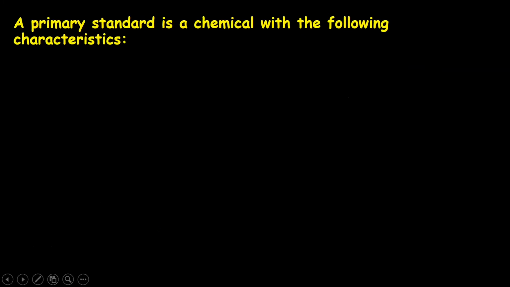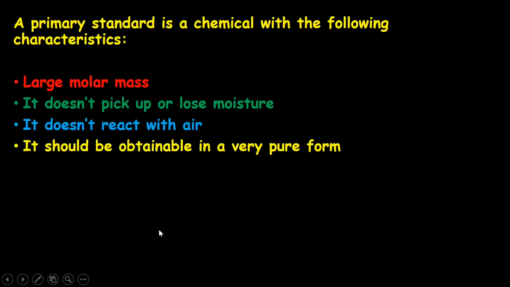To make a standard solution, we need a primary standard. What's the primary standard? It is a chemical with the following characteristics. Large molar mass to minimize weighing errors. In addition, it shouldn't pick up or lose moisture. It shouldn't react with air, and it should be obtainable in a very pure form.